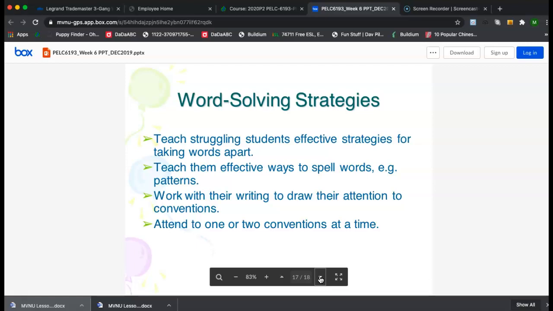When children are writing, draw their attention to conventions. Only attend to 1 or 2 conventions at a time. And you're going to attend to these conventions once the students have gotten their message on the paper. Sometimes we get so carried away with capital letters, spacing, and periods, we don't allow the children to get their idea on the paper. And that's the whole purpose of writing, to get that idea down to communicate with others.